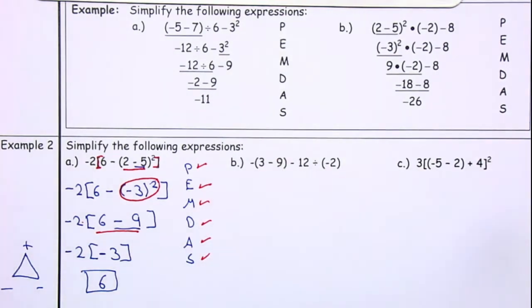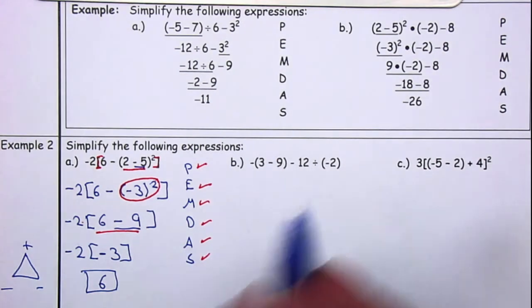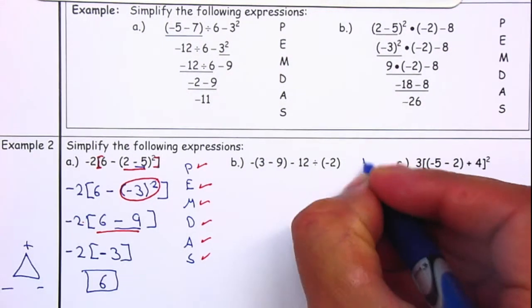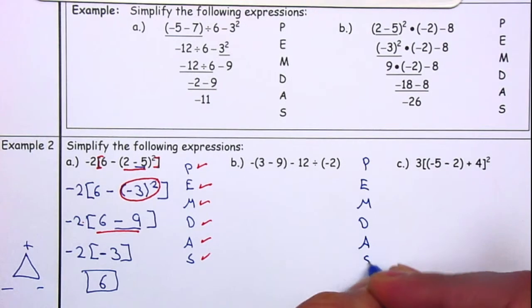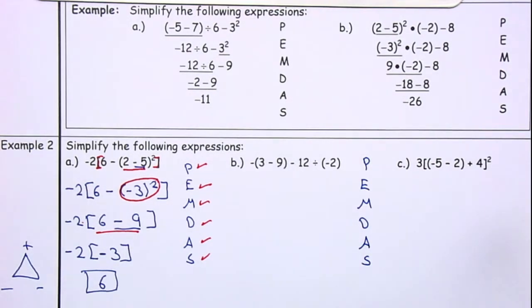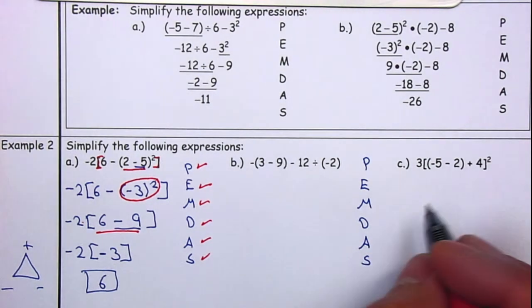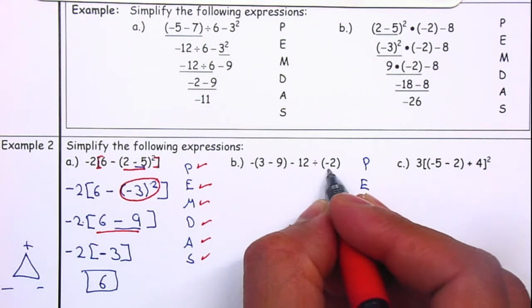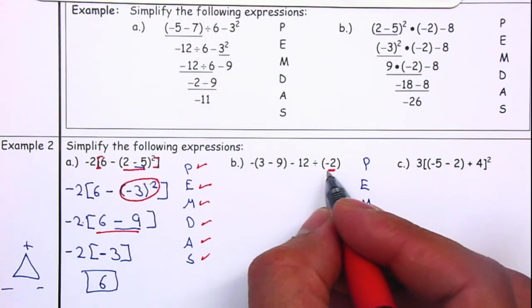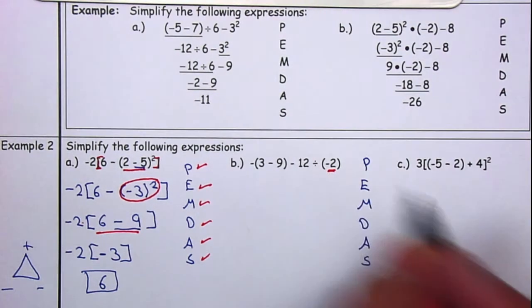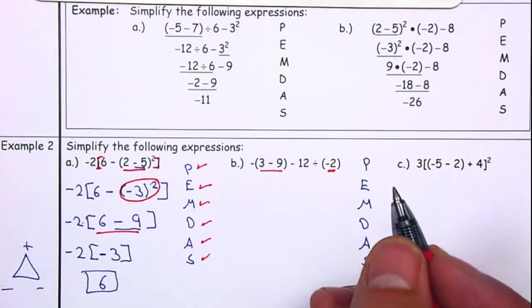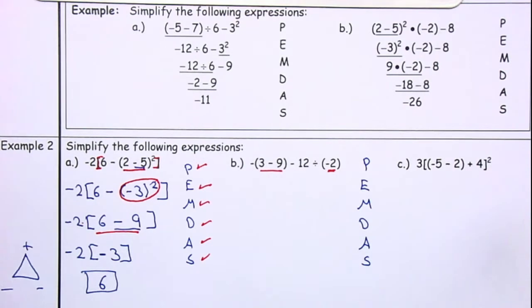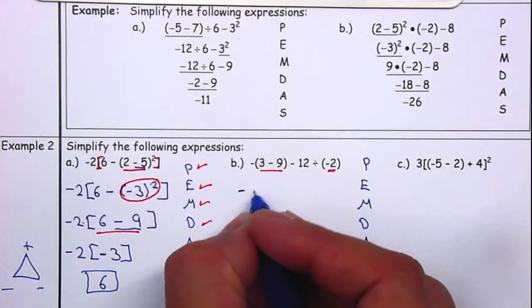Let's go and work on letter B. And I'll let you guys do letter C by yourselves. So let's write down PEMDAS. First, we are working with parentheses, and I have two sets of parentheses. If you notice, in this set of parentheses, there's only one number inside, so we can't simplify anything in there. But in this parenthesis, we do have two numbers inside. The negative is going to stay outside.